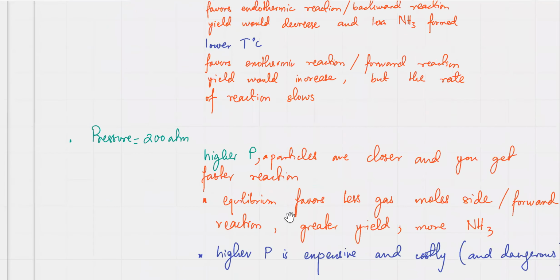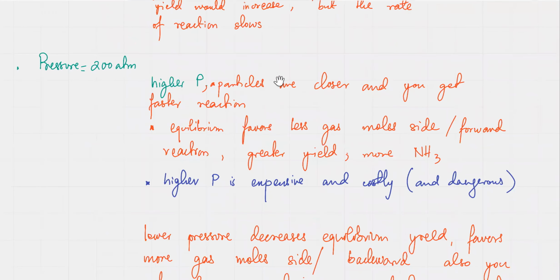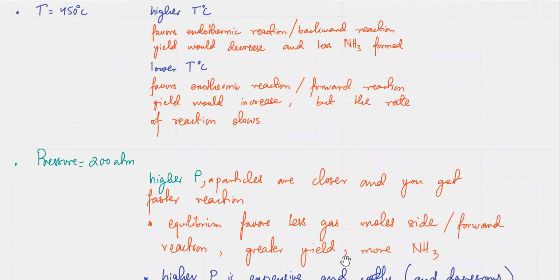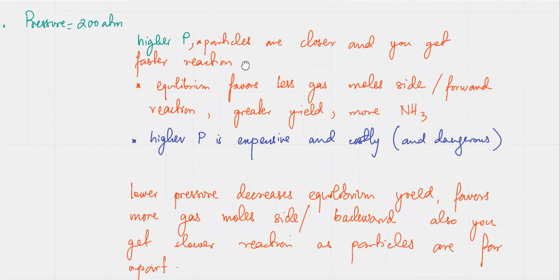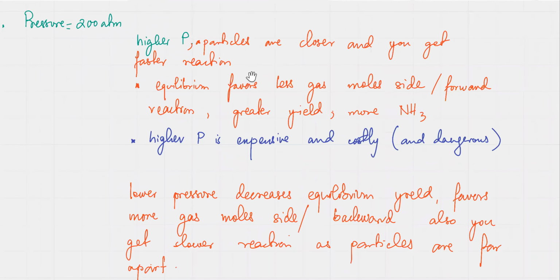So why don't you use a higher pressure? Because at higher pressure, equilibrium favors the side with fewer gas moles, which is the forward reaction. More ammonia is going to be produced. If you look at the reaction, this side is more gas, 4 moles. This side is less gas, 2 moles. So higher pressure always favors the less gas side, and you get more ammonia gas. Also, at high pressure, particles are closer, so you get a faster reaction.